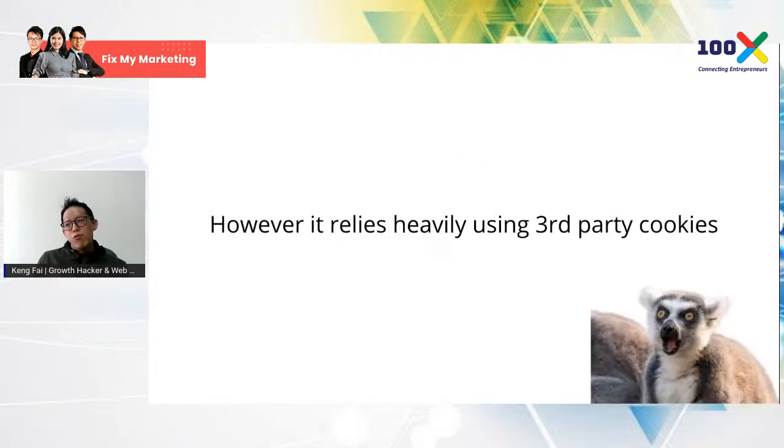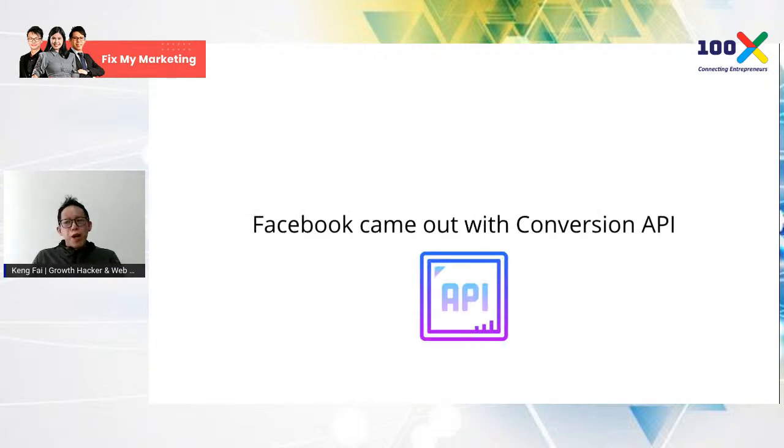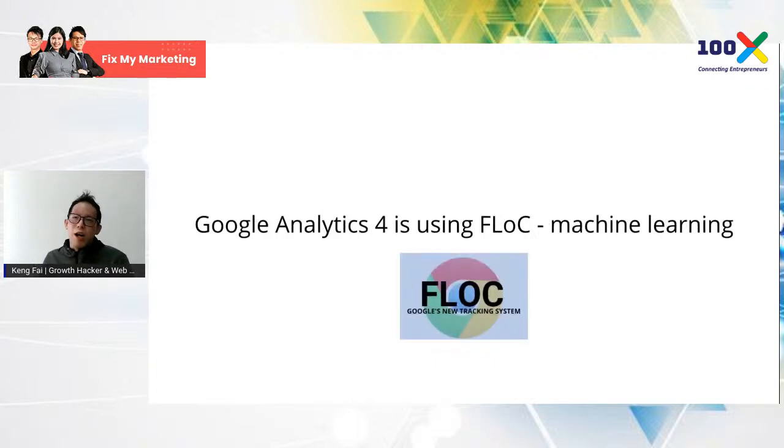Like I said earlier, however, it relies very much on third-party cookies, so how do we actually mitigate that? How do we do this? Facebook came out with this thing called the Conversion API. It came out last year, but now everyone is flocking to this thing because of this iOS update. It's called the Conversion API, or C API for short. And Google Analytics was previously called Google Analytics 3, using Universal Analytics, and now they're using this FLoC. It's called Federated Learning of Cohorts, if I'm not mistaken, this is the meaning.